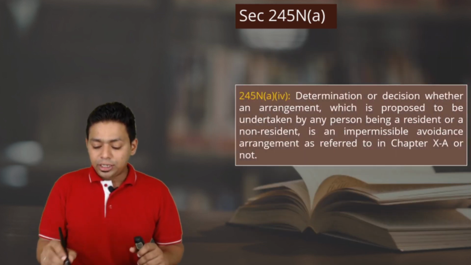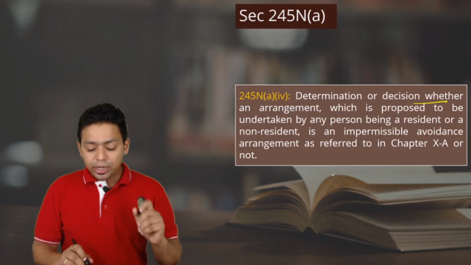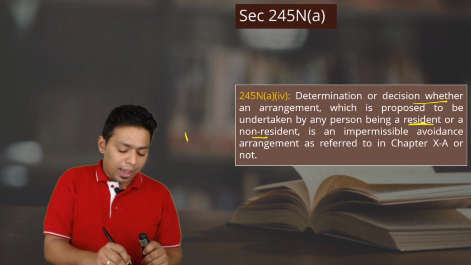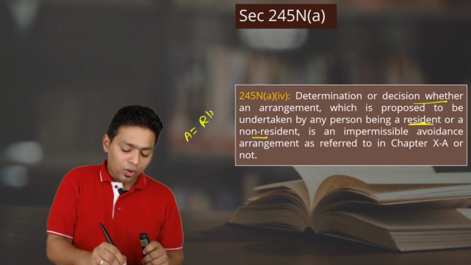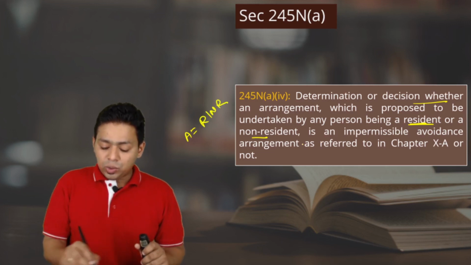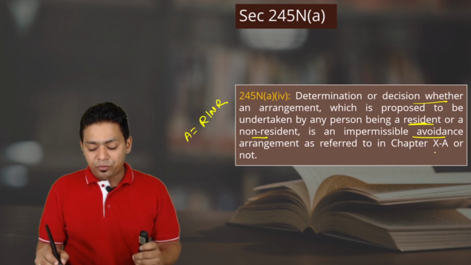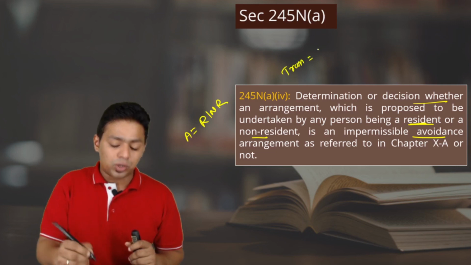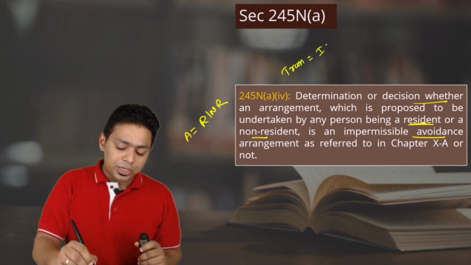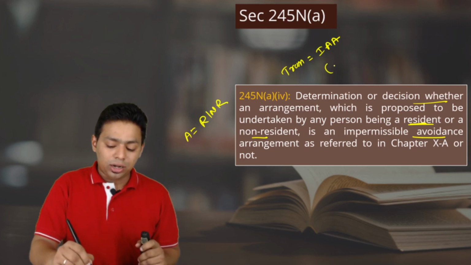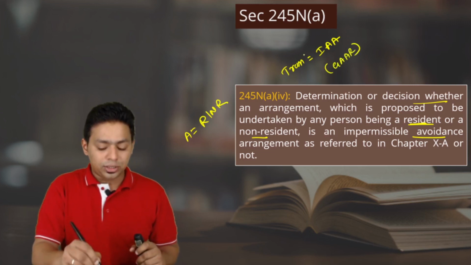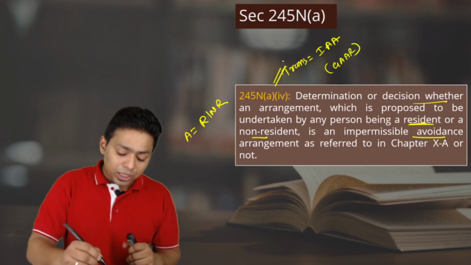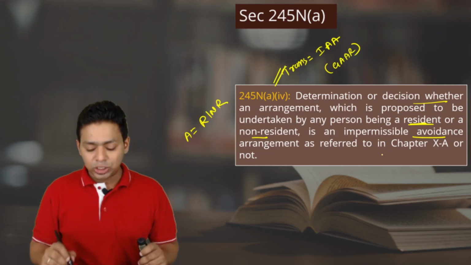And the last one, determination or decision whether an arrangement which is proposed to be undertaken by any person, being a resident or a non-resident. Here the applicant can be a resident or a non-resident, in relation to which is an impermissible avoidance arrangement referred to in Chapter 10A or not. So whether some transaction is an impermissible avoidance arrangement, IAA, under the GAAR provision. To confirm this, you can go and put an application in advance ruling.